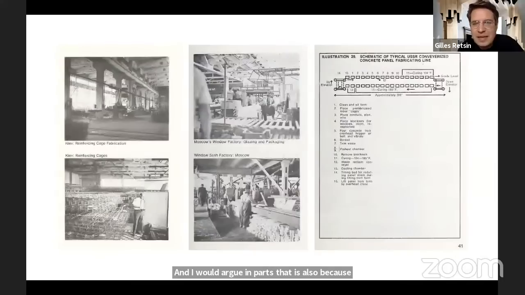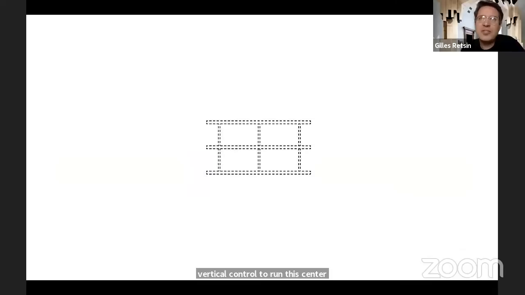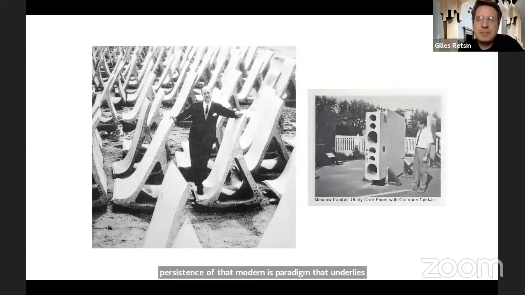If you look at Katerra, it was actually operating, I always joked, as a kind of venture capitalist version of a Soviet housing factory, of a very old-fashioned idea about vertical integration of prefabrication, the need to build enormous factories and the need to build enormous systems of top-down vertical control to run this centralized factory. So it's actually a very old mechanized idea of production, which again shows the persistence of that modernist paradigm that underlies this.